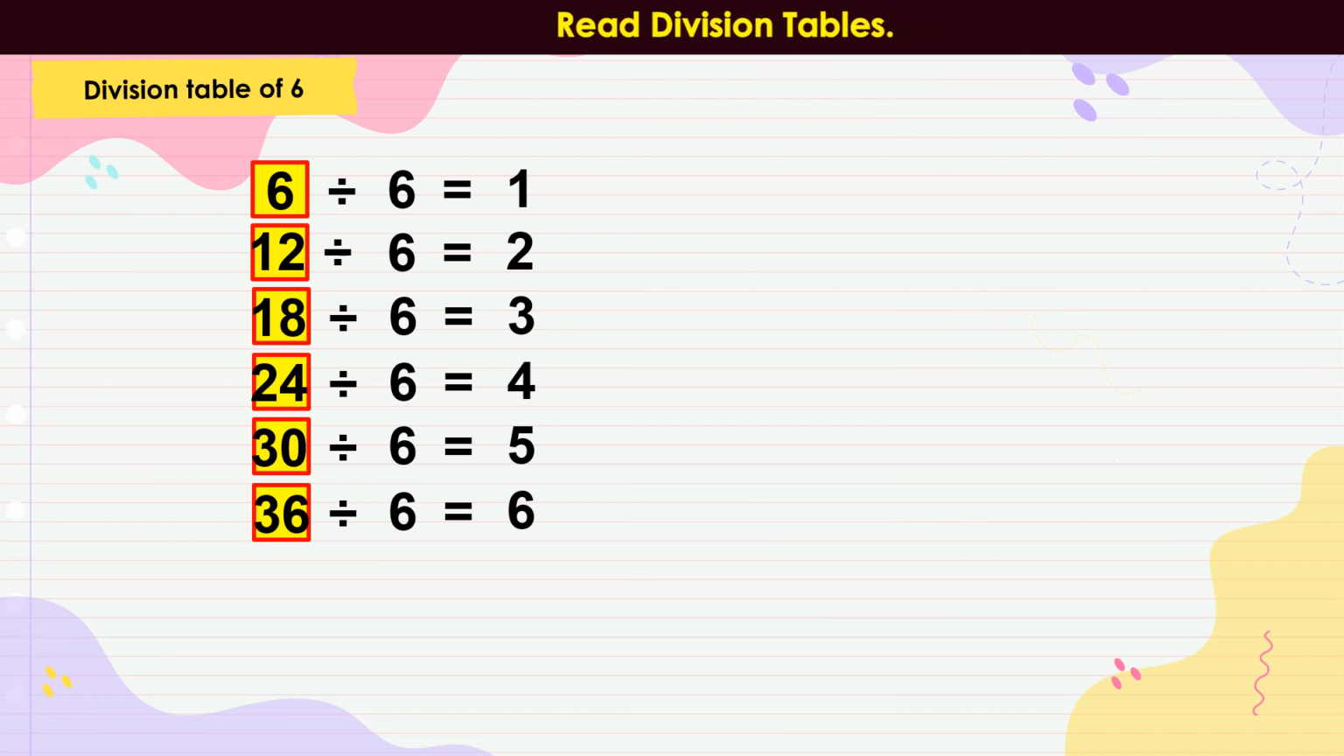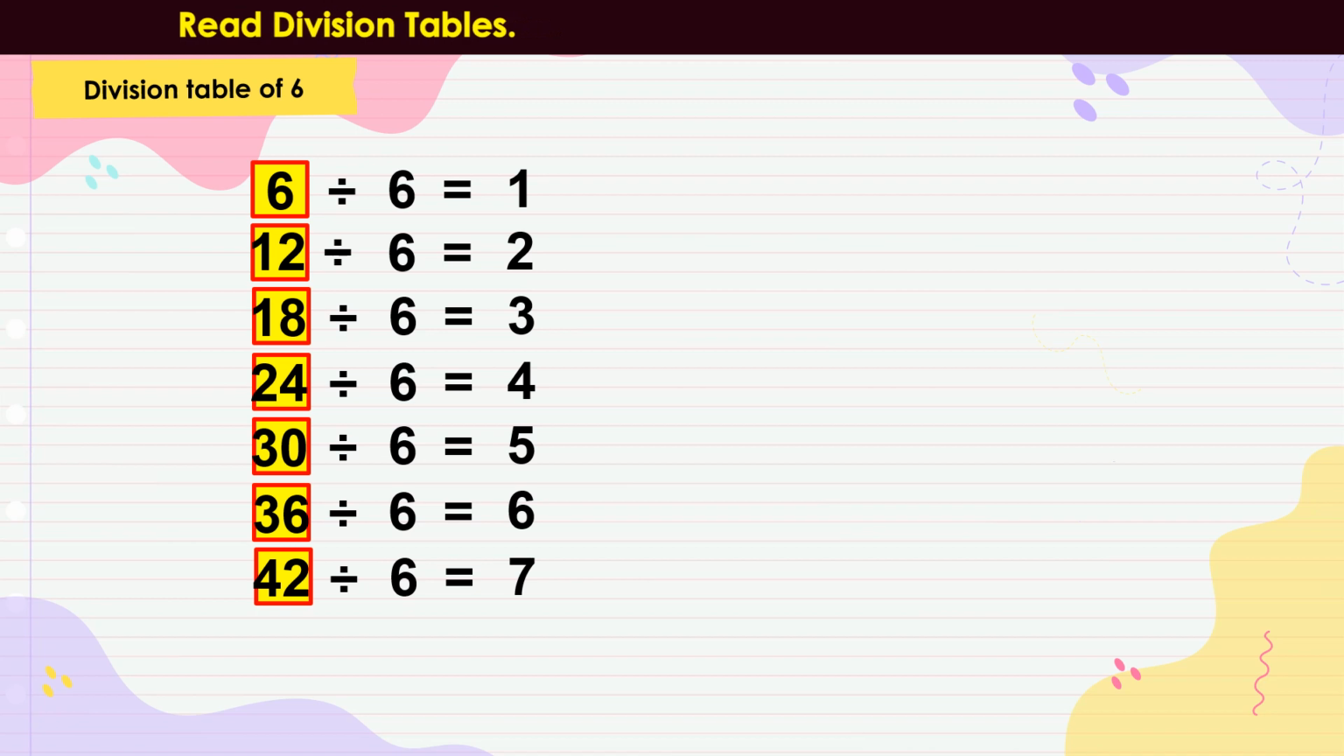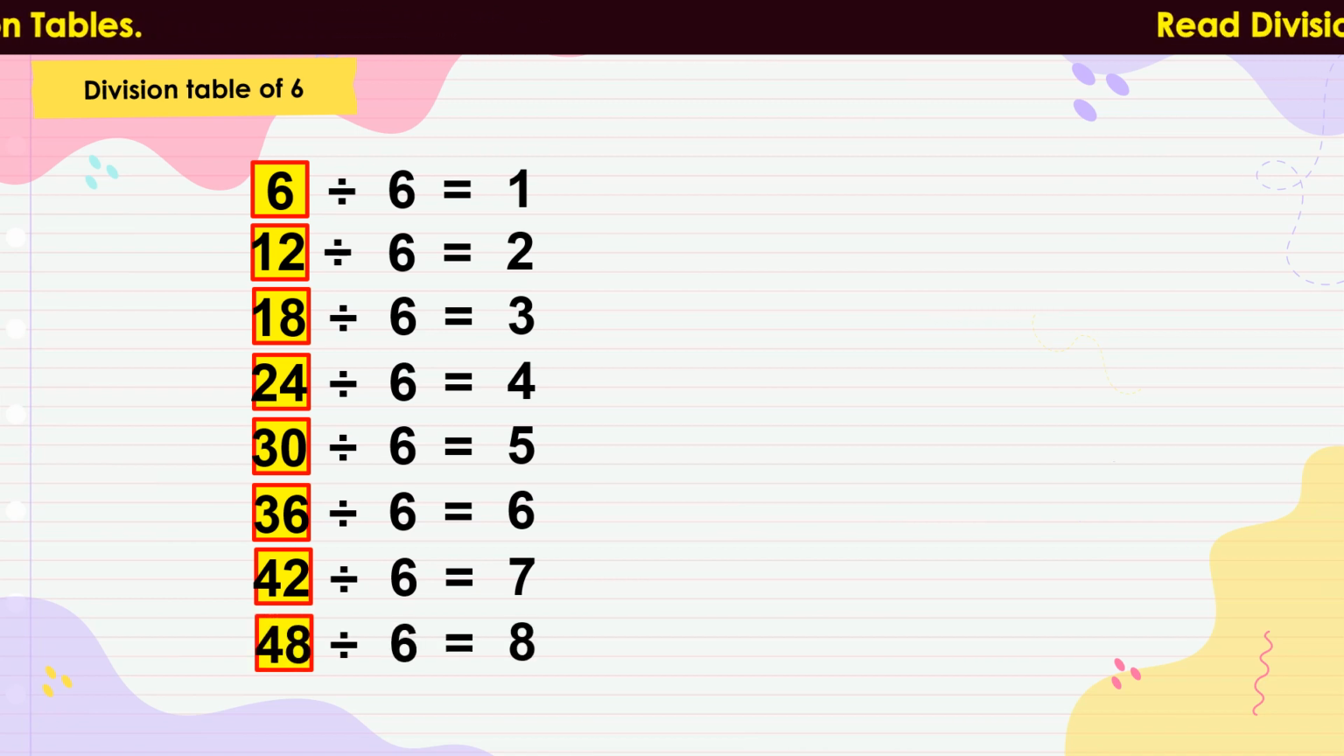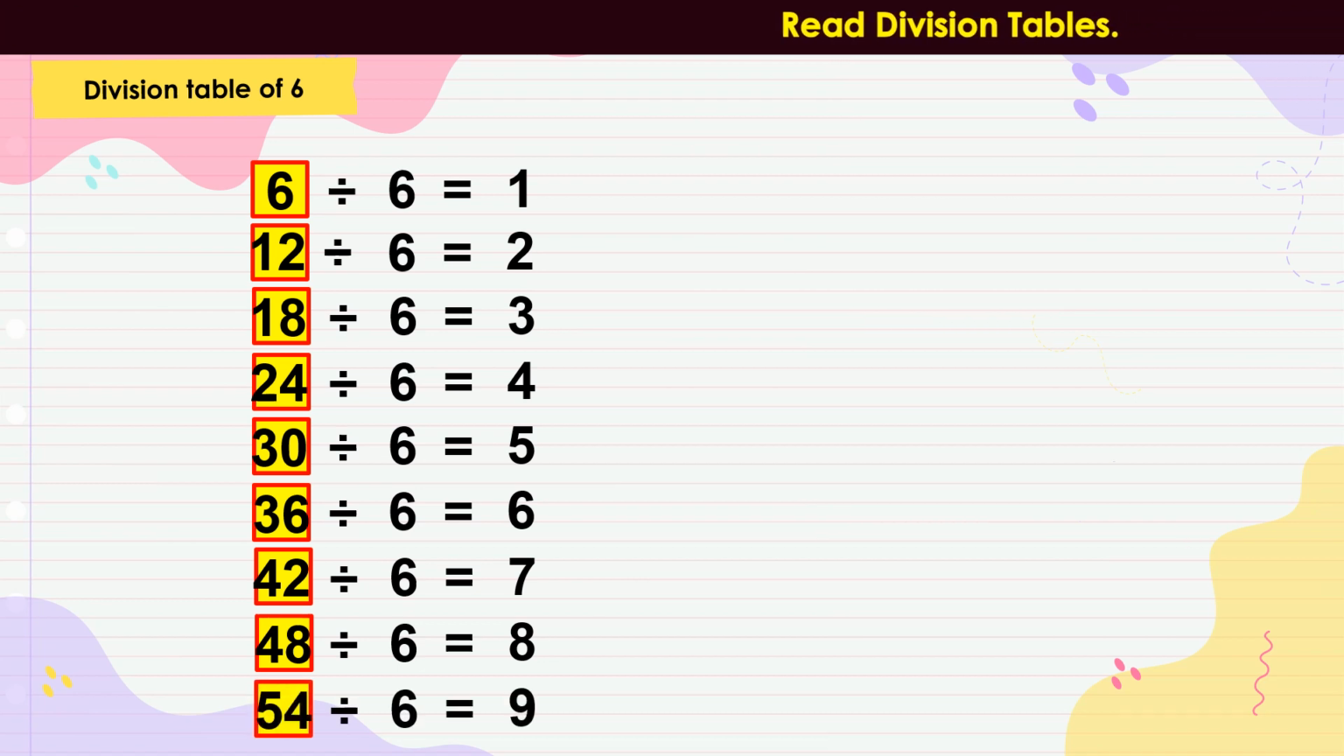36 divided by 6 is equal to 6. 42 divided by 6 is equal to 7. 48 divided by 6 is equal to 8. 54 divided by 6 is equal to 9.